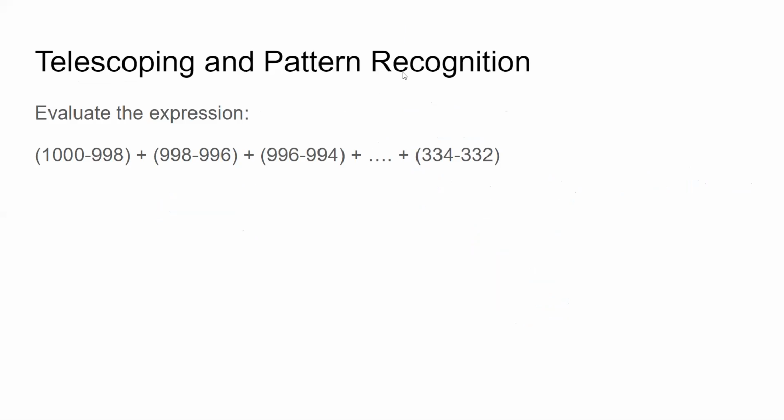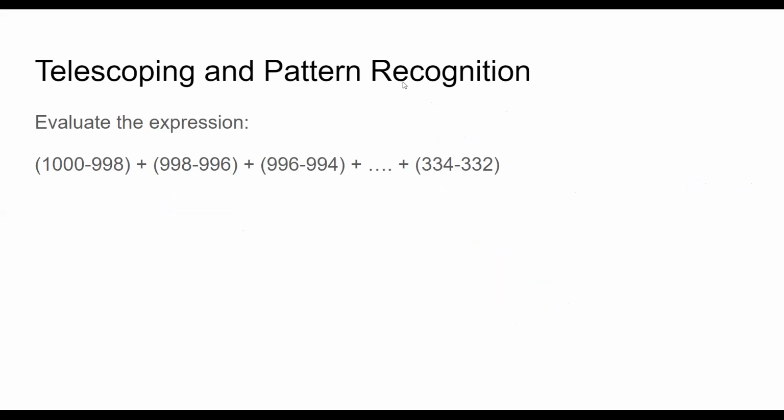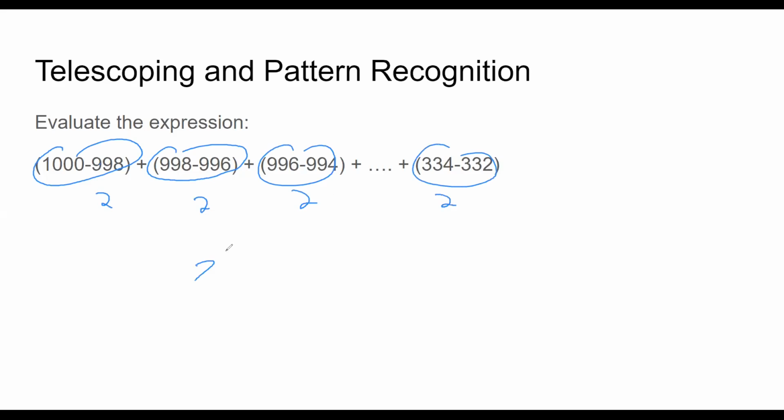Another strategy when you're solving long equations, or I should say long series, is called telescoping. Basically, when you have this telescoping, you're going to have terms that cancel out, and then the entire series will collapse like a telescope. So let's look at this example here: 1,000 minus 998 plus 998 minus 996, and so on. You guys can read it. You can think of this as a 2, this is also a 2, this is also a 2, and this is also a 2. So basically, you're going to do 2 times the number of 2s.